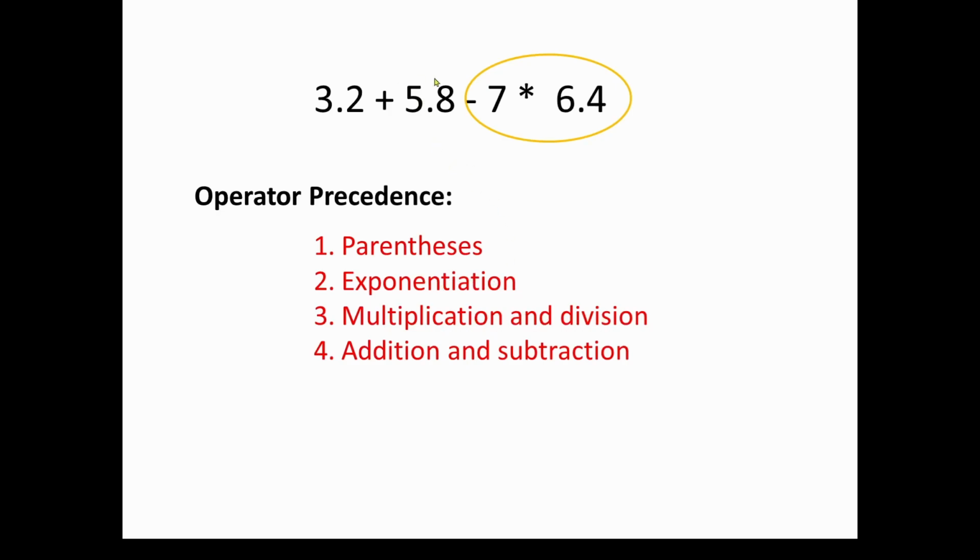And here we don't have any parentheses, we don't have any exponents. We've just got our multiplication. So immediately, we're going to want to do that first. And then once we have that result, we can do the addition and subtraction, 5.8 minus the result of 7 times 6.4. So now we're going to have to think about how we can design some logic that's going to take into account operator precedence.